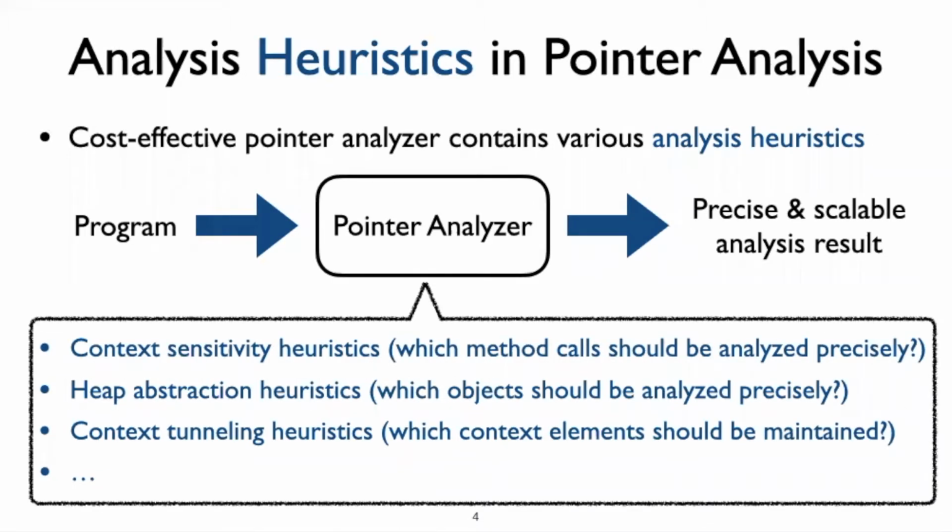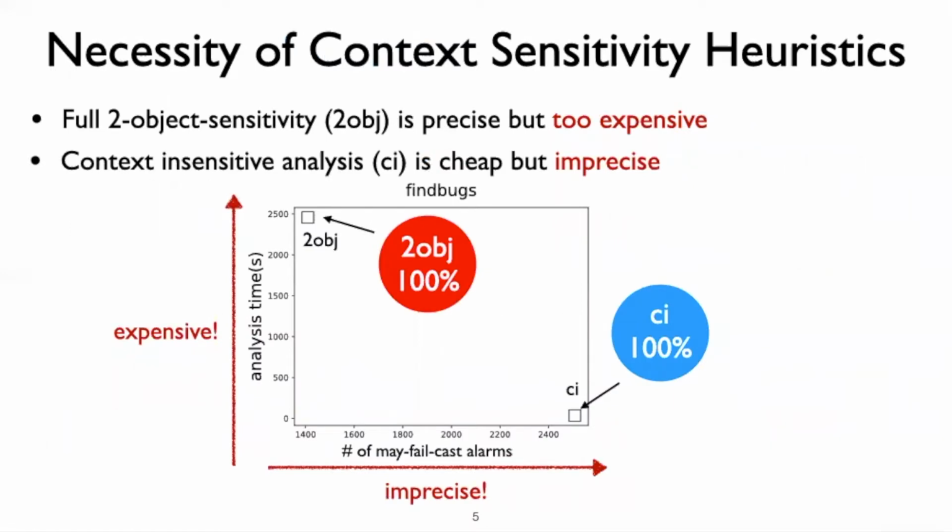Because the pointer analysis directly affects the performance of the software engineering tools, it is important to make the pointer analysis precise and scalable. To do so, various analysis heuristics are designed. For example, the context sensitivity heuristics make the pointer analysis cost-effective by deciding which method calls to be analyzed precisely. Without context sensitivity heuristics, the pointer analysis becomes too expensive or imprecise.